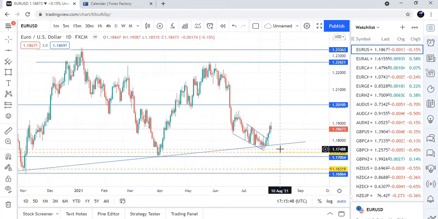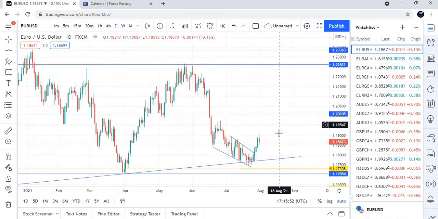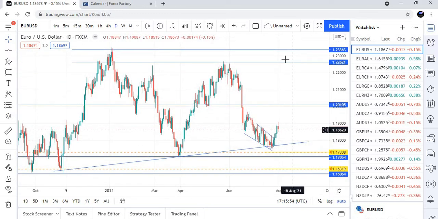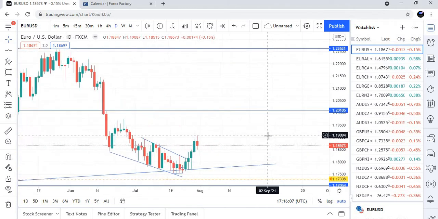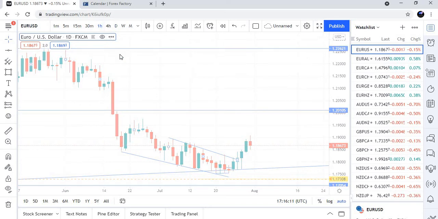So what we're going to do is wait to see if it's still going to touch this support level, or to see if it's going to head towards this resistance level. We're not going to be trading EURUSD till it gets to a level. So I just want to show you guys something quick.